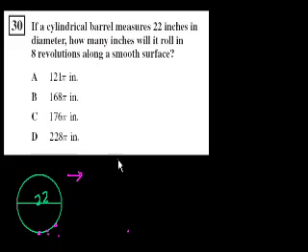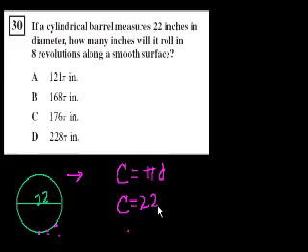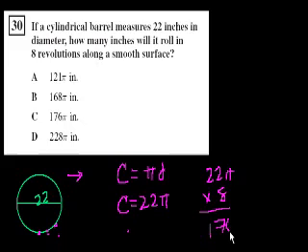So what's the circumference of this? Circumference is equal to pi times the diameter. The diameter they already gave us was 22, so the circumference is equal to 22 pi. So it's going to move 8 circumferences in 8 revolutions. So 22 pi times 8 is what? 160, 176 pi. And that's choice C.